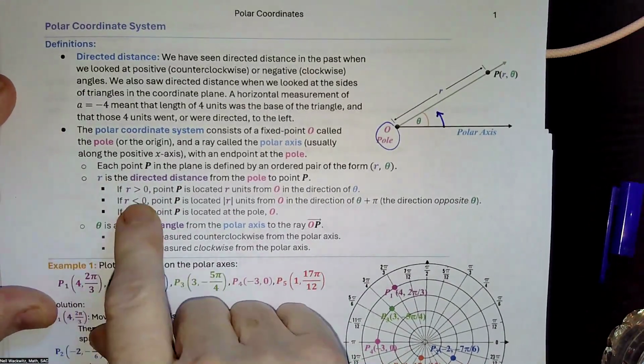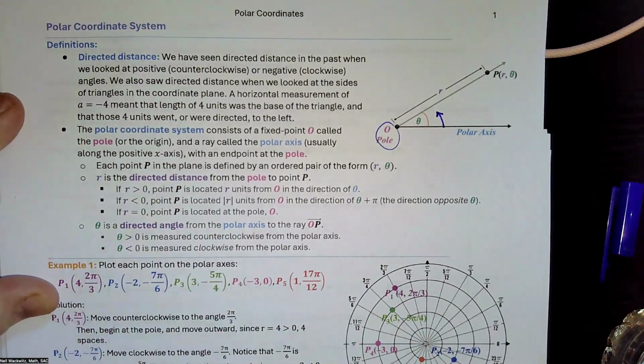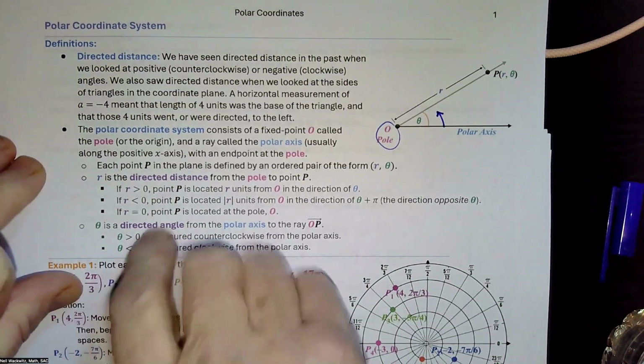If r is positive, see, that's Mari. Oh, thanks, Ben. No problem.